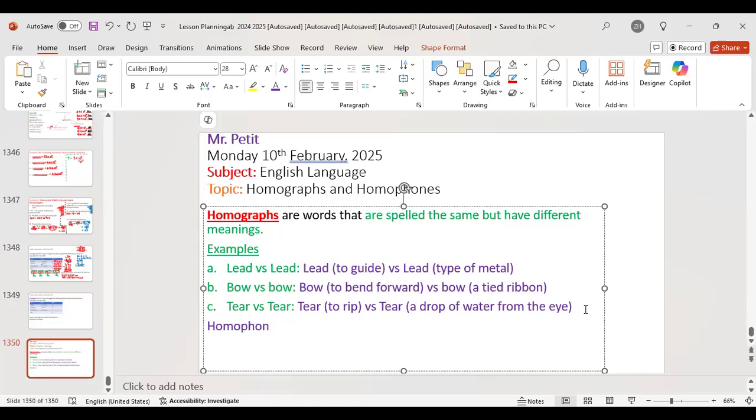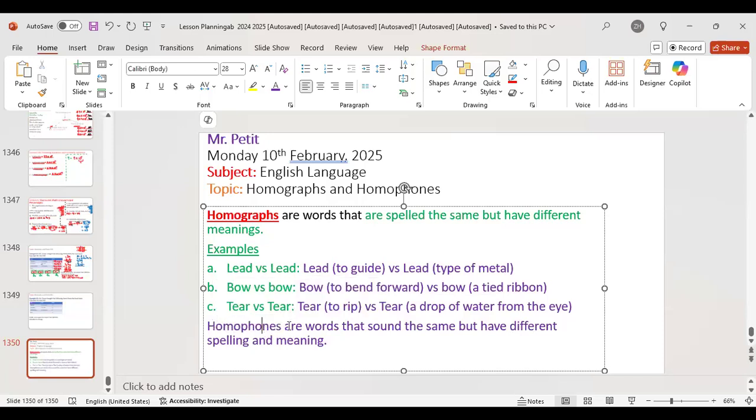Okay, next, homophones. Homophones are words that sound the same but have different spellings and meanings. But the key word here is the spelling. That's the main differentiator, what differentiates it from homographs.